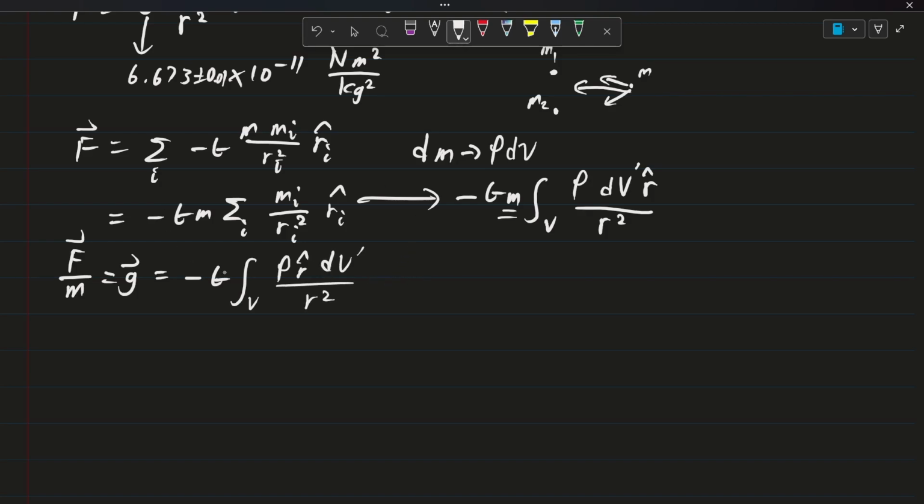Or if it is only a single particle, you could write this as negative G M, well, technically it's the big M, the one that it's sourcing from, negative G M over r squared, r hat, like so.